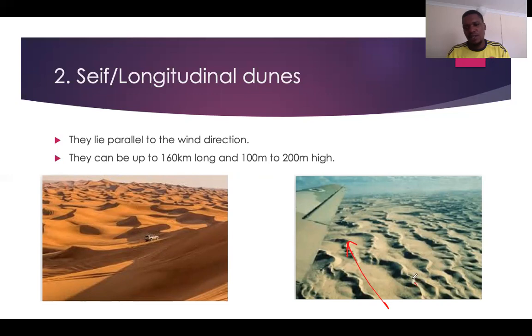So you can see the kind of structure difference here. They are very long. In terms of distance, they can cover up to 160 kilometers. But in terms of height, they can reach 100 to 200 meters high. So you can look at the ones we have here. These ones are seif dunes. These are very, very common dunes. Okay. All right.